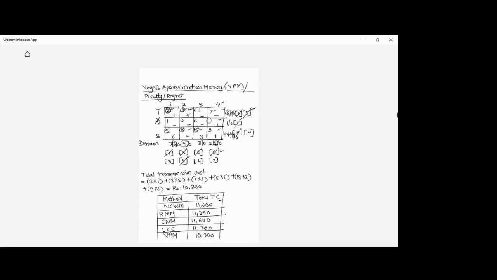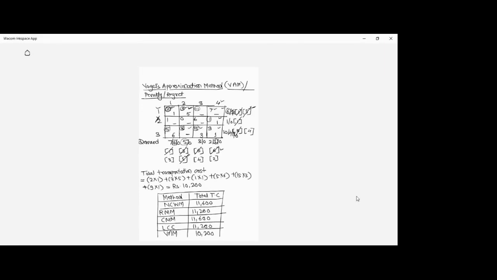So now you will be seeing, I initially told that the quality of the solution that will be obtained through your VAM method is of superior quality. So you can see that we have got the total transportation cost as rupees 10,200.